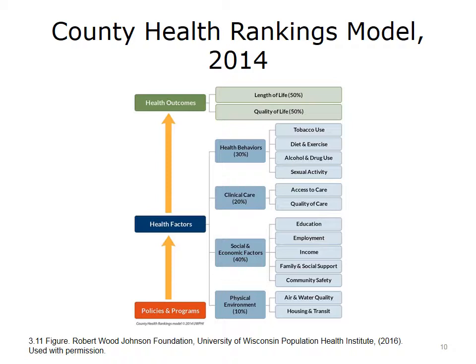As we discussed, clinical care or medical care is access to care and the quality of care that is received. Are patients and the population getting appropriate preventive care and good disease management care? Finally, health behaviors account for 30% of health outcomes and are things like tobacco use, diet and exercise, alcohol use, and sexual activity.